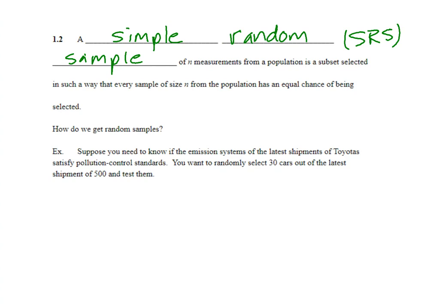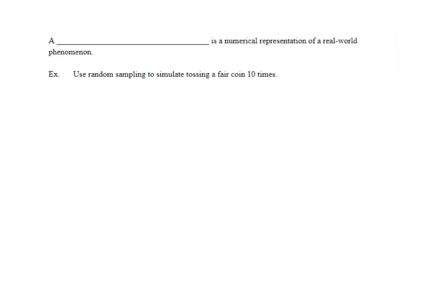A simple random sample of n measurements from a population is a subset selected in such a way that every sample of size n from the population has an equal chance of being selected. So basically, everything in that population could possibly be picked. So how do we get these? This example about selecting Toyotas, we're going to do in class. There's nothing really to write there.